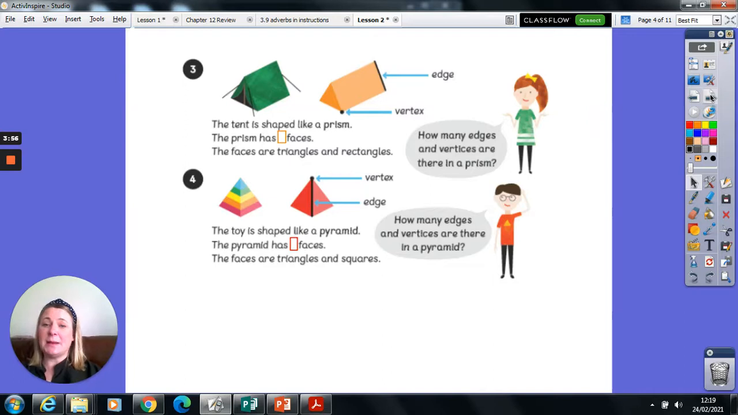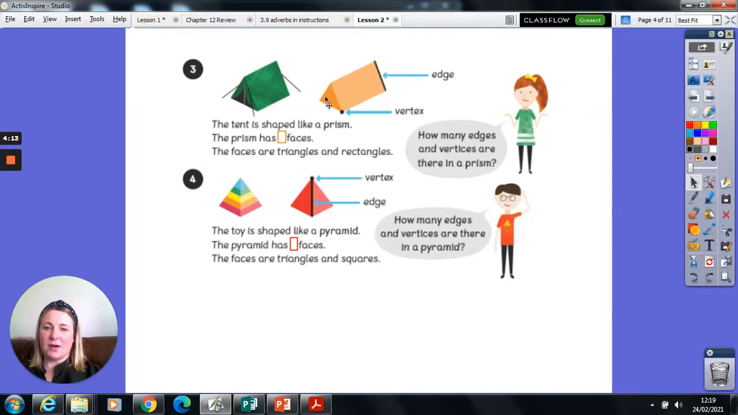A tent is shaped like a prism. It's the same as that famous brand of chocolate, isn't it? A Toblerone. That is also a prism. So how many faces does that prism have? Work them out.